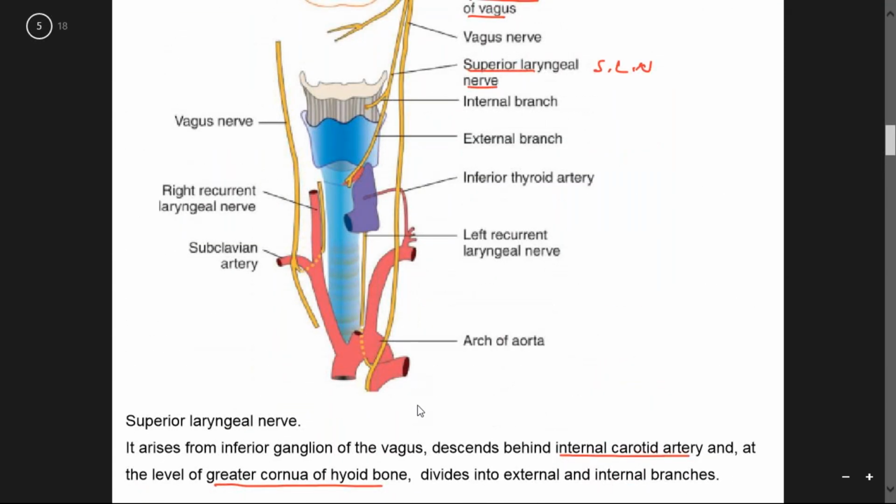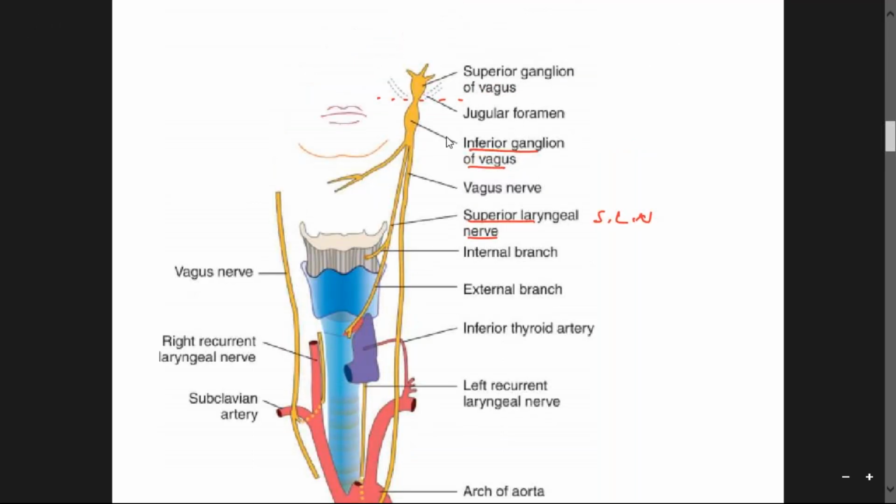Now coming to the superior laryngeal nerve, of which I gave you an introduction. The vagus nerve arises from the jugular foramen, which is at the skull base where it comes out. Now you have the inferior ganglion and the superior ganglion, then you have the vagus nerve, as I told you. This is the vagus nerve, and this is the superior laryngeal nerve here. You can see this is the hyoid bone, and it is dividing into the internal branch and the external branch. I told you the internal branch provides the sensation above the vocal cords, whereas the external branch gives the motor supply to the cricothyroid.